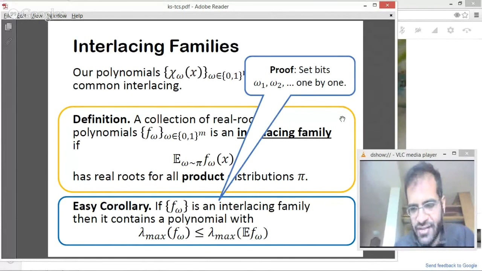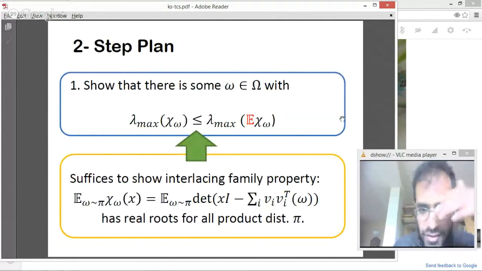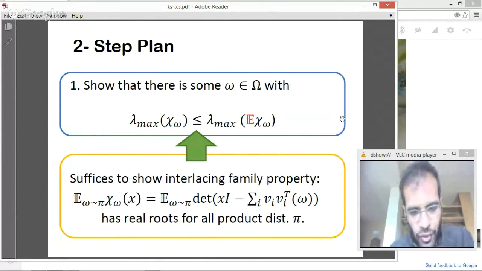So this is the condition that I'm going to use to show what I want to show. I wanted to show that there exists one polynomial whose largest root is at most the largest root of the expectation. By what I just told you, it suffices to show that these characteristic polynomials of sums of rank 1 matrices are an interlacing family, which just means that it holds for all product distributions on the vectors. So what does that mean? Originally, my distribution of v_i was uniform on 2 different vectors. Now I'm going to look at biased distributions. The bias doesn't have to be half. It doesn't have to take 0 with probability half and 1 with probability half. It can be any bias. So I would like to show that for all such product distributions, the expected characteristic polynomial has real roots, and that will guarantee what I want.